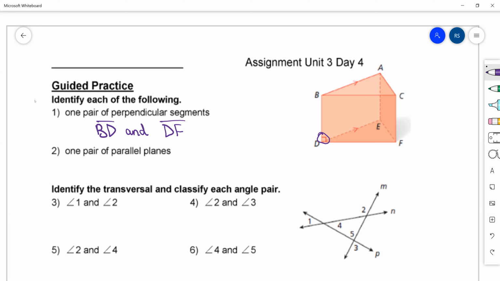And then it asks for one pair of parallel planes. Well, there's only two sides that will never cross. It's going to be plane ABC and plane EDF.